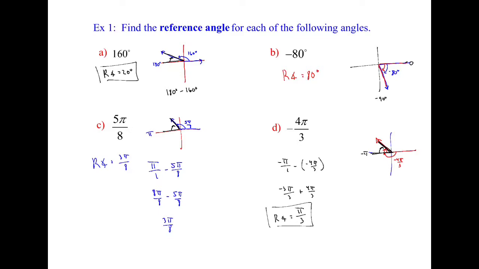And so that's how you find the reference angle. Always go with the terminal side and the closest x-axis. It always has to be that acute angle. Never go with the obtuse angle. Always the acute angle with the terminal side and the x-axis.